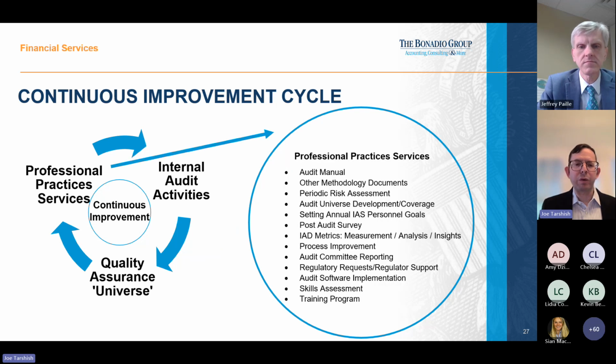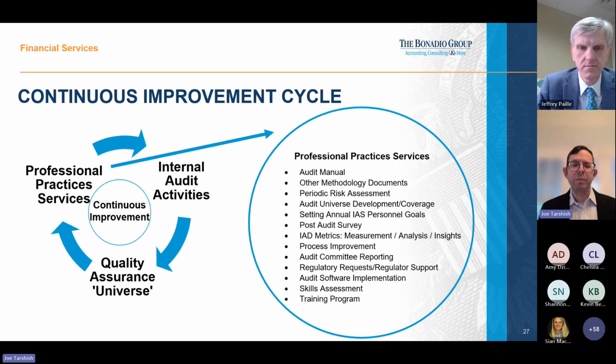And then moving on to professional practices. We're developing the audit manual, methodology, and supporting methodology documents that may not reside in the manual, looking at and providing guidance for the execution of the periodic risk assessment, supporting the audit universe development, and having methodology support for that. Very often, this group will be involved with setting internal audit personnel goals for the year, and post-audit surveys, developing that survey, which audit will then execute. A big part of what professional practices is doing is gathering metrics through measurement, and then providing analysis, and through that, insights to the CAE and to the board, and that's really critical. Process improvement is the most important aspect of what professional practices is supporting.